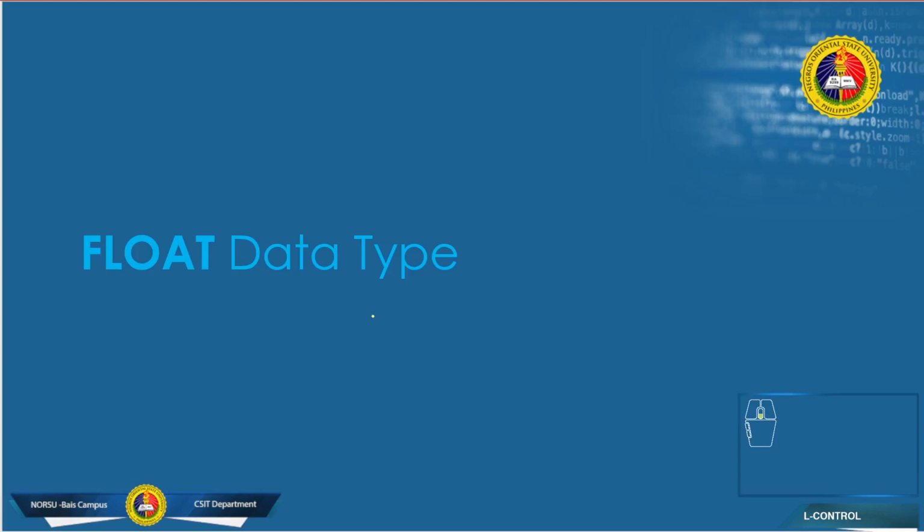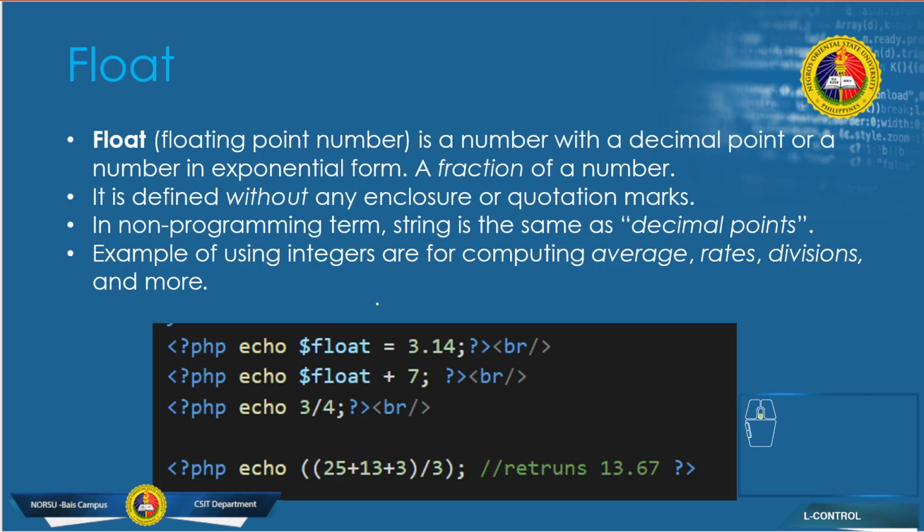Next, we have the float data type. So float, also called floating point number, is a number with a decimal point or a number in an exponential form, meaning it is a fraction of a number. It is defined without any enclosure or quotation marks. In non-programming terms, float is the same as decimal points. Examples of using float are for computing average, rates, divisions, and more. So if we are expecting a value that will contain decimal points, basically that is going to be a float.